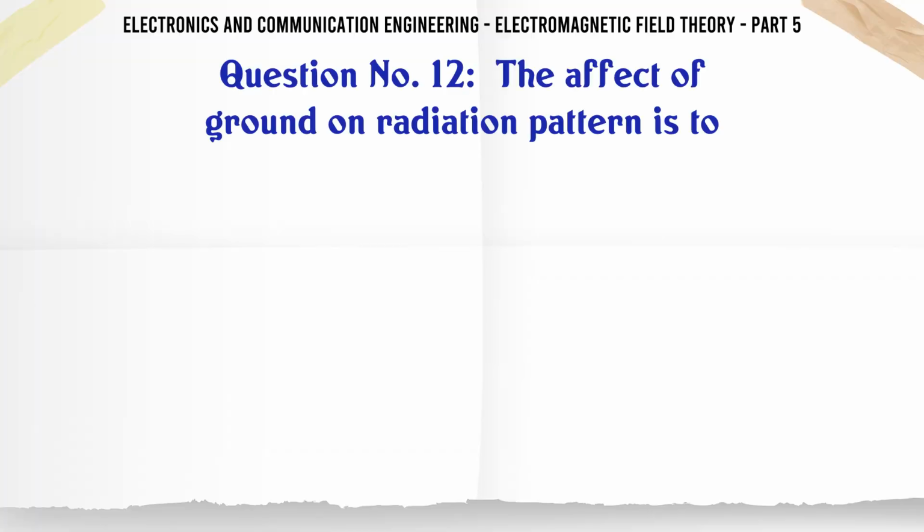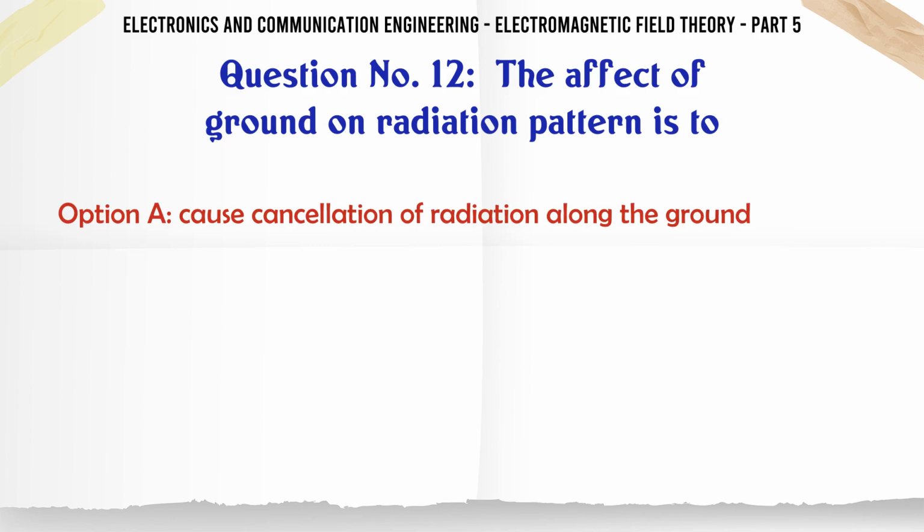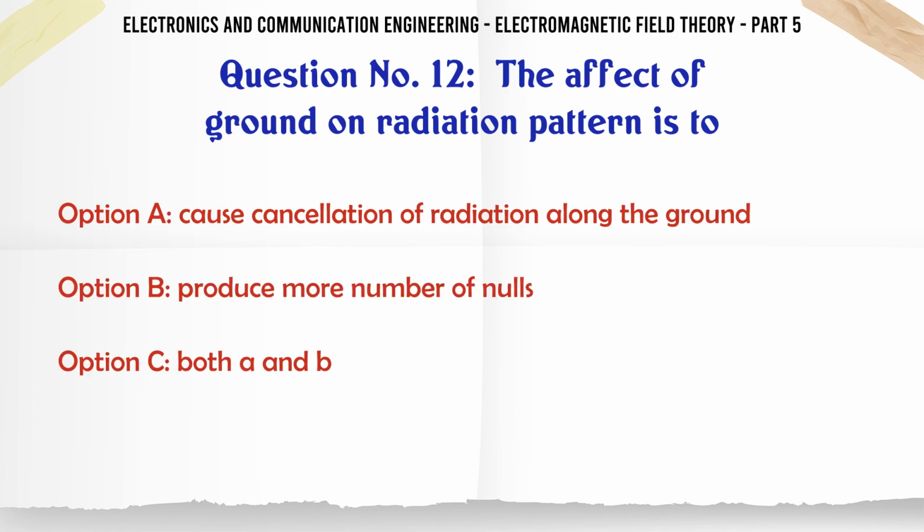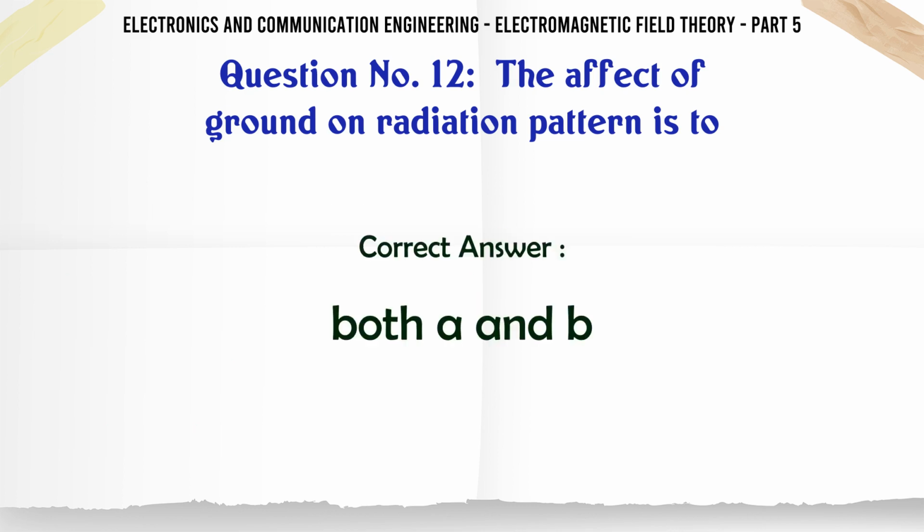The effect of ground on radiation pattern is to A. cause cancellation of radiation along the ground. B. produce more number of nulls. C. both A and B. D. either A or B. The correct answer is both A and B.